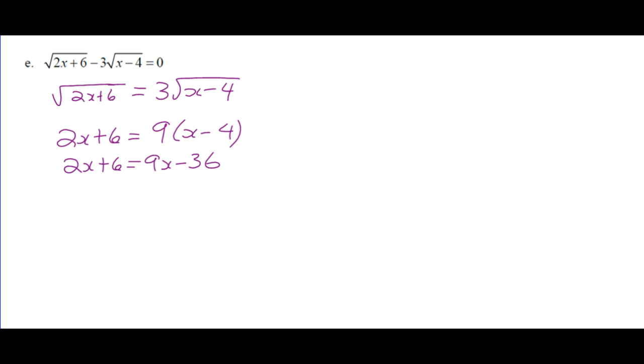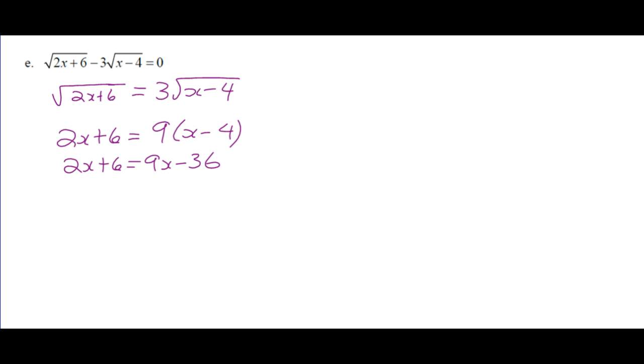Okay, this is how it should look, right? Hopefully yours looks like that. And you say, oh, okay, I'm going to square the 3, which is 9, times, I've got to square the root of x minus 4, which is x minus 4. 9 times x minus 4, which is 9x minus 36.